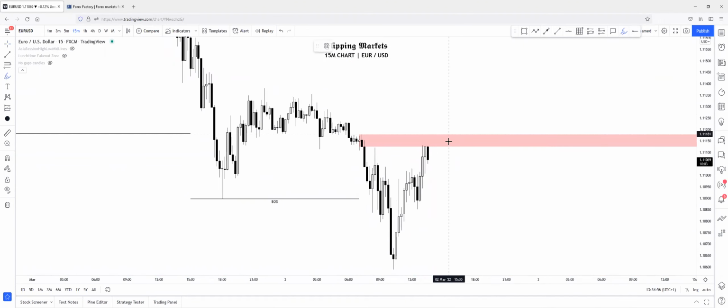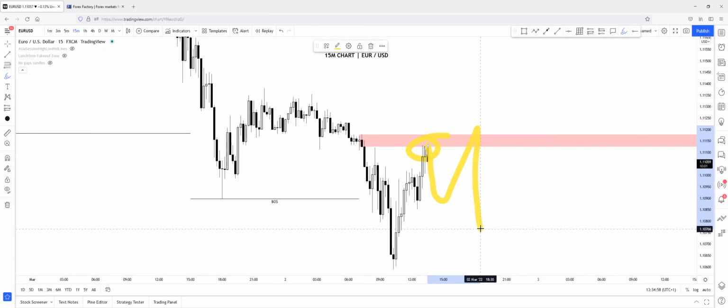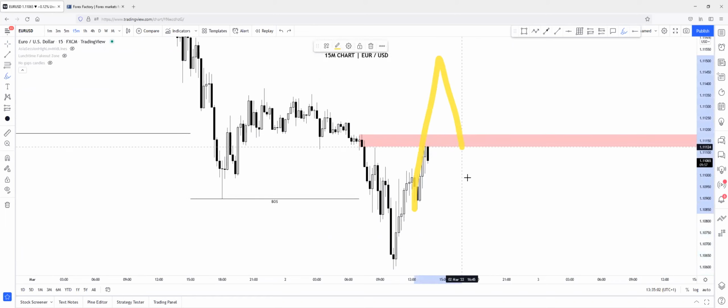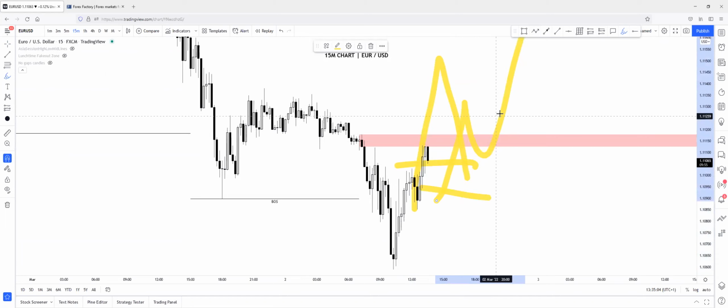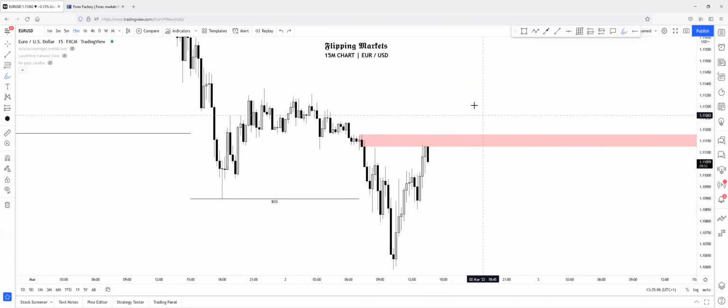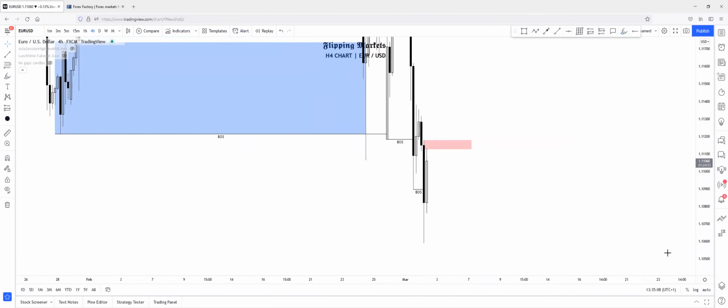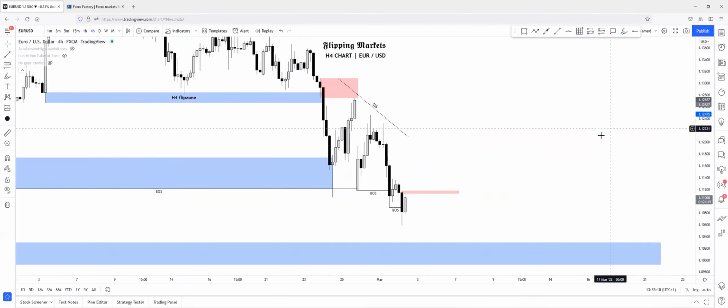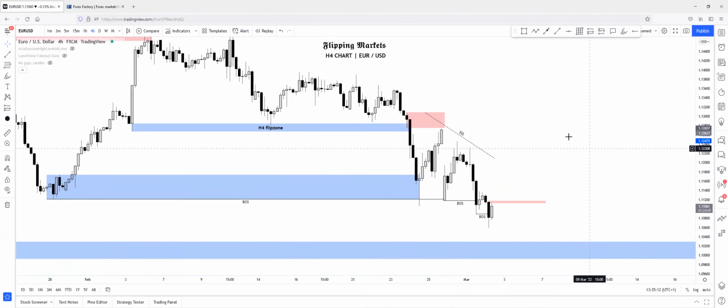If price gives a reaction on this supply zone and creates a change of character on the 15-minute chart, we are riding the short expectation order flow. If price breaks above this supply zone, we are riding the long expectation order flow. All about reaction. Okay, but let's switch back to the 4-hour chart and identify other supply zones.